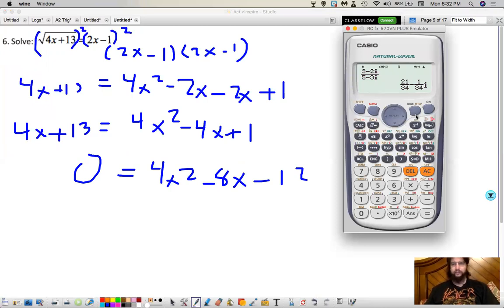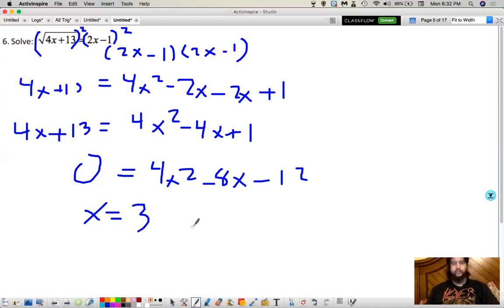Type it in. 5, 3, 4, negative 8, negative 12. And we get 3 and negative 1. Now remember, it's a radical equation, so we always have to check for extraneous roots. If I plug in negative 1 into here, I know that's not going to work, so I get a negative over here on the right side. If I plug in 3, 6 minus 1 is 5, 12 plus 13 is 25, square root of that is 5, so 3 checks out.